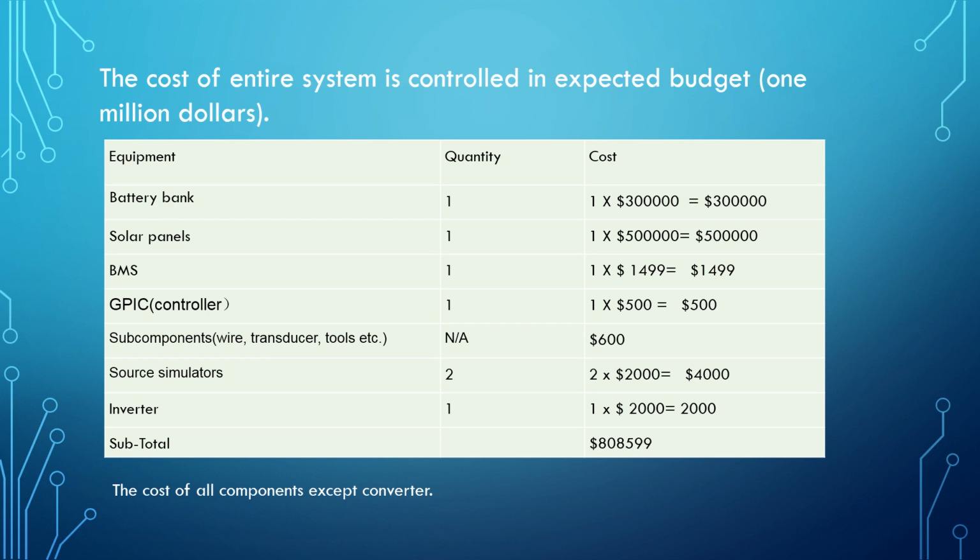And also we have the source simulators. The simulator is expensive too, because we have to simulate big power, big energy. So a normal simulator doesn't work. And the inverter is 2000, and the total is maybe $0.8 million around.